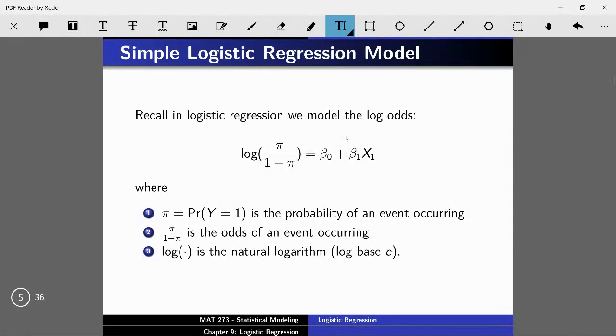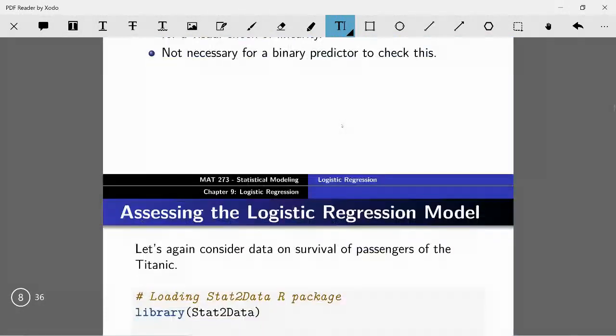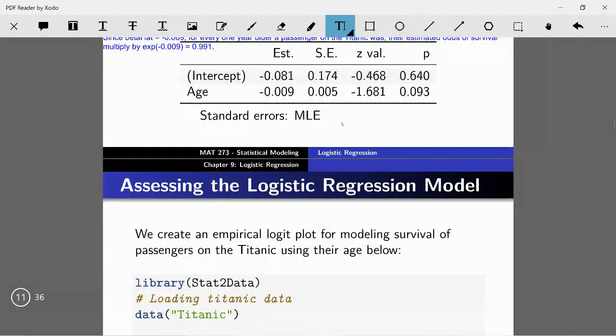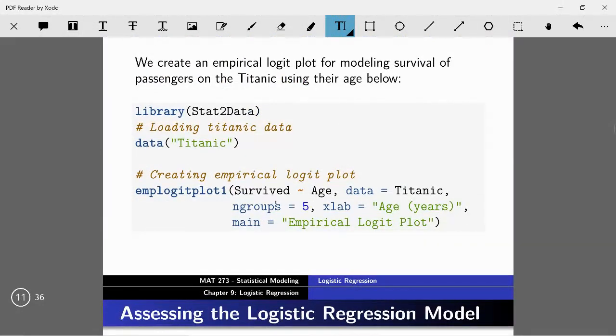But what we can do is we bin. So for example, if our predictor is age, we will just bin or group multiple passengers in different age categories. So for example, in this function, I specified 5 groups or 5 bins to group passengers by age. So we separate the range of ages into 5 different groups of ages.